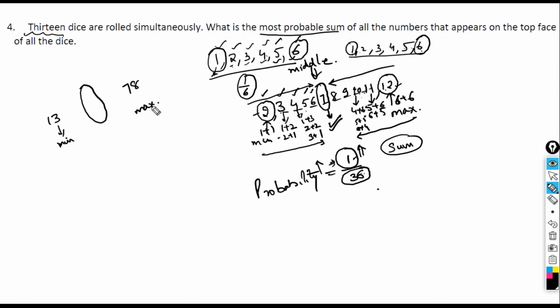What I require, the most probable sum, is going to be the value in the middle. Now please keep in mind, if you throw an even number of dice, then the minimum and maximum values are always going to be even. So the average of these two is going to be the middle number. So 2 plus 12 divided by 2 is my middle number, 7. But if the number of dice rolled is odd, the minimum value is always going to be an odd value and the largest value is always going to be an even value.